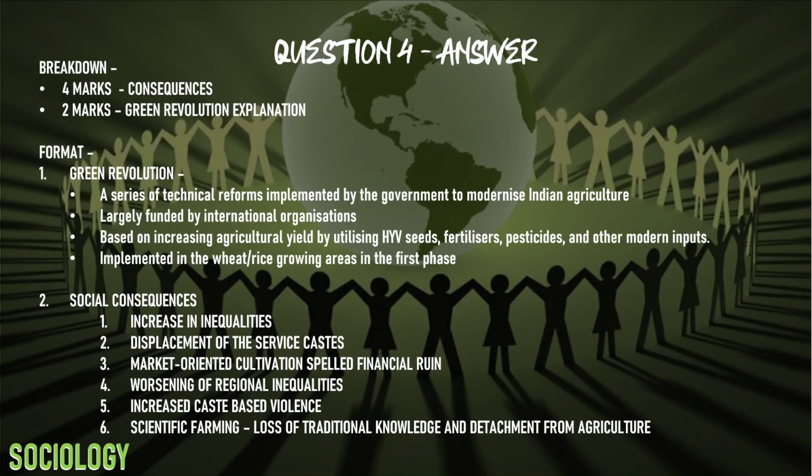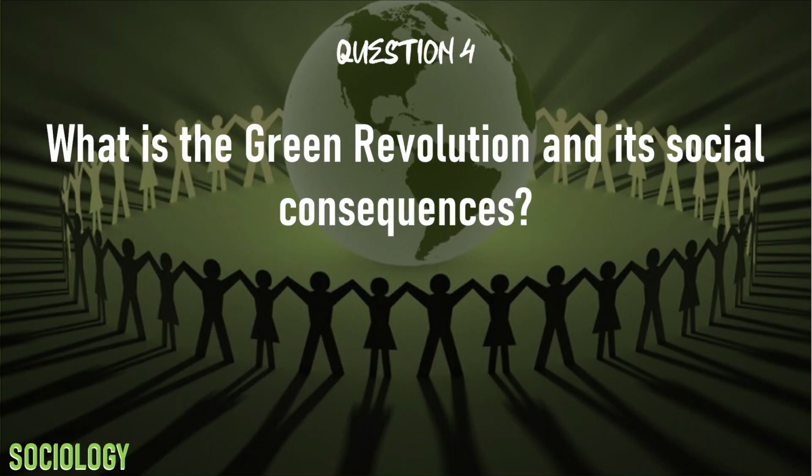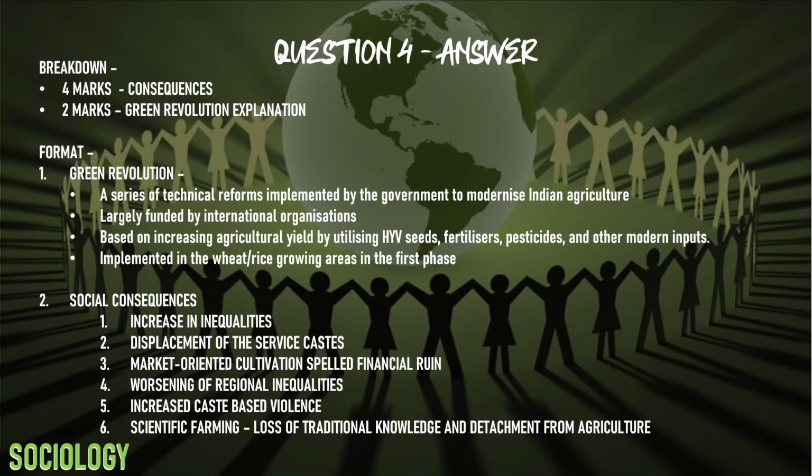So, another important breakdown of the question. This is not a simple question. You have to explain what is the Green Revolution and its social consequences. So it's a 2-part question. Some people might forget to explain what the Green Revolution is, or their explanation might be too short. So it's better to explain both of these and break it down into 4 marks for the consequences and 2 marks for the Green Revolution explanation, or 5 marks for the consequences and 1 mark for the explanation.